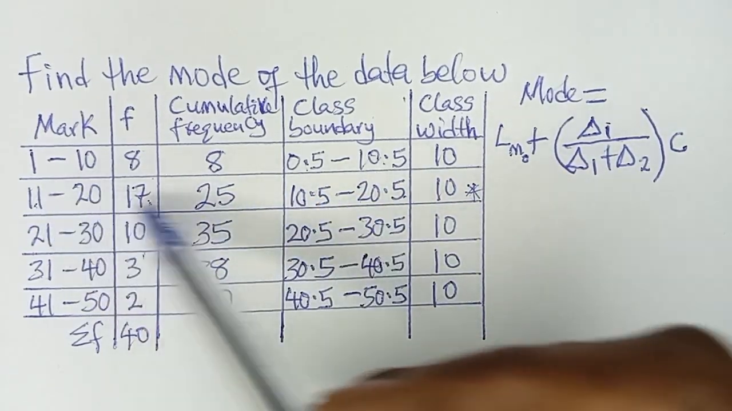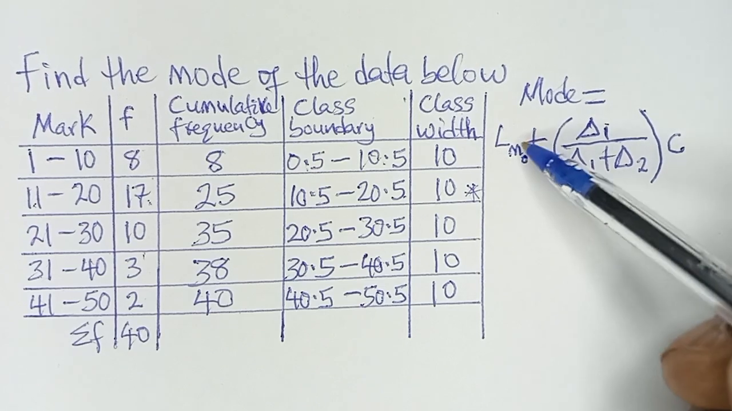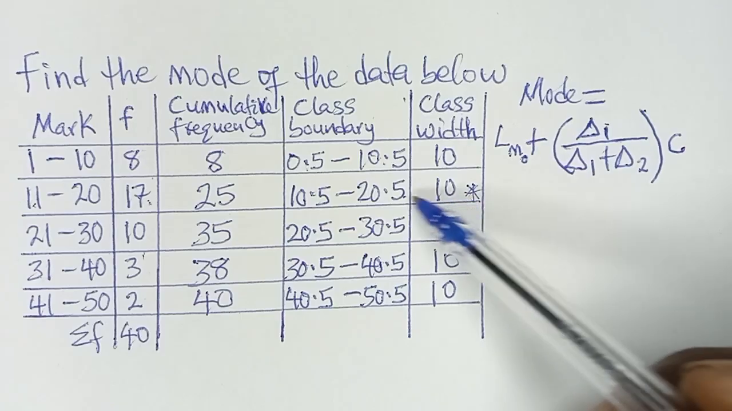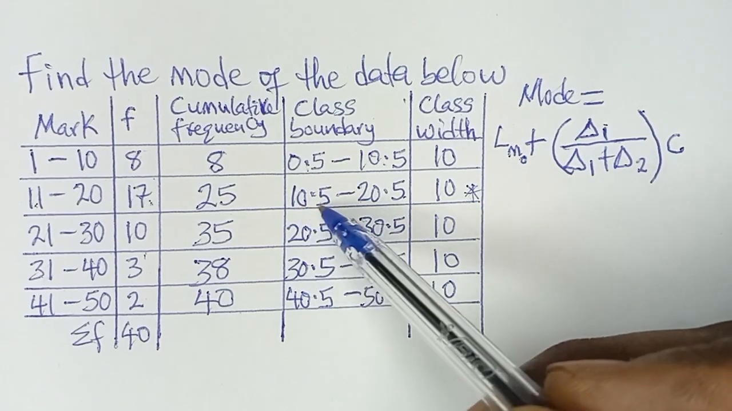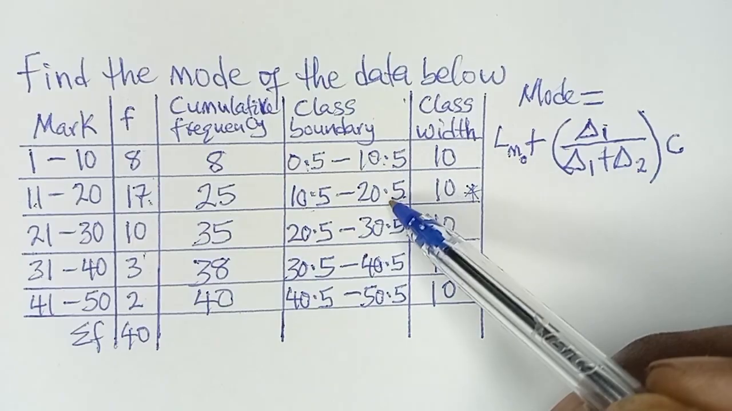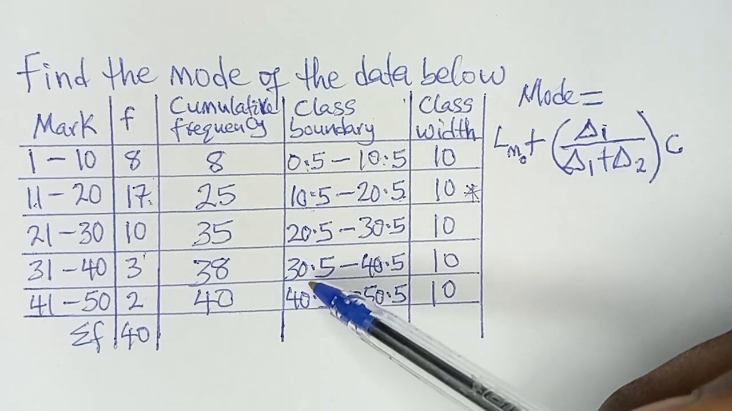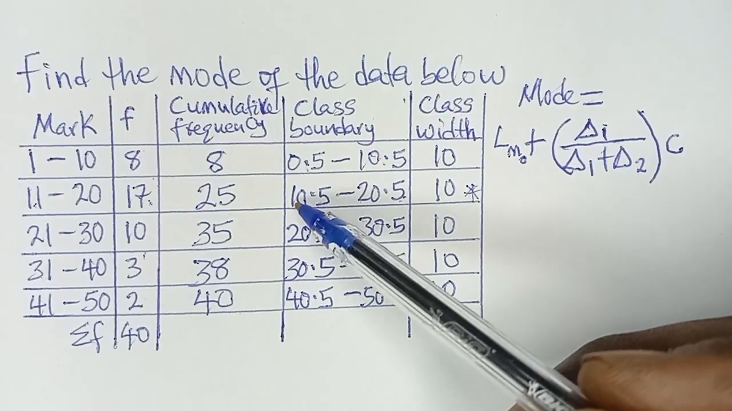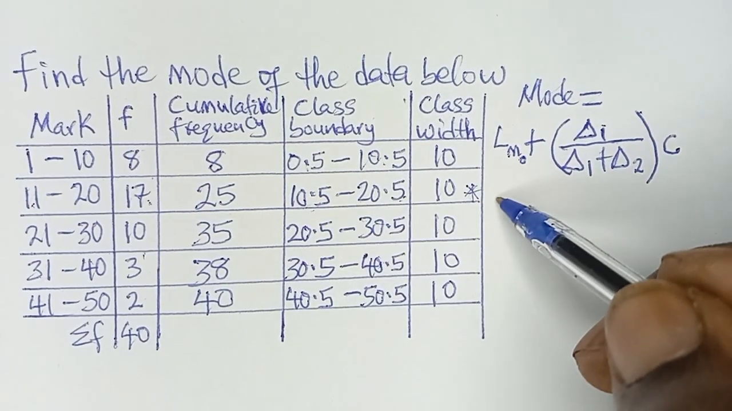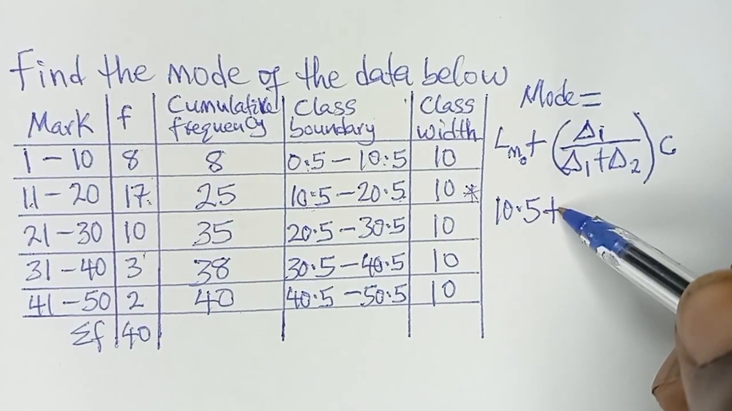Now that this is the modal class, we have to take L sub MO. That is the lower class boundary of the modal class. So this is the lower class boundary of the modal class. Don't forget, these values here are the upper class boundary, and these values here are the lower class boundary. So the lower class boundary of the modal class is 10.5. So I'm going to write it as 10.5 plus.